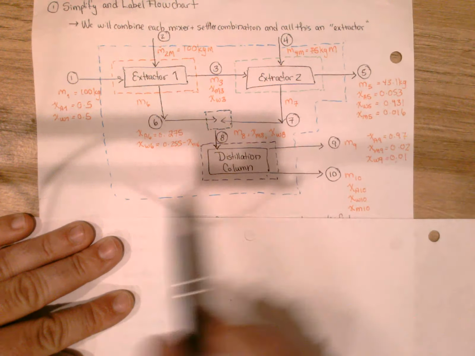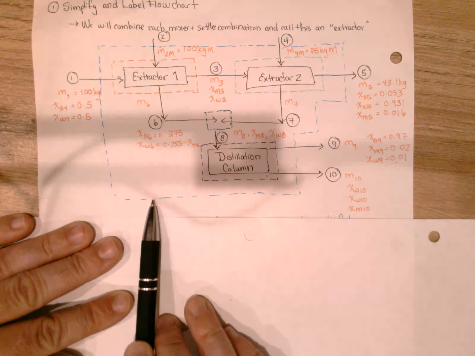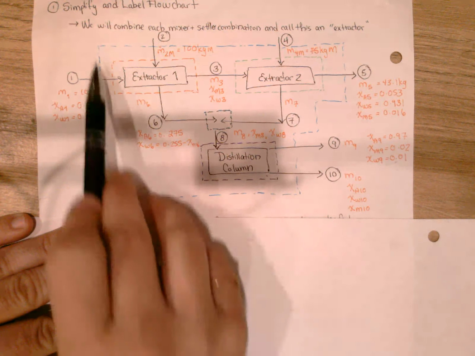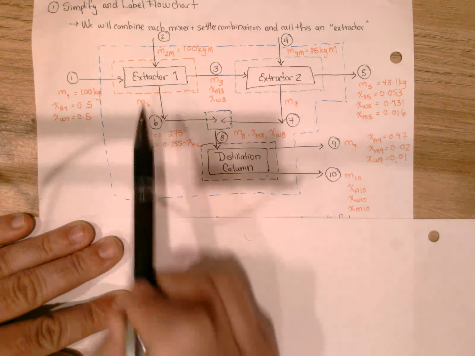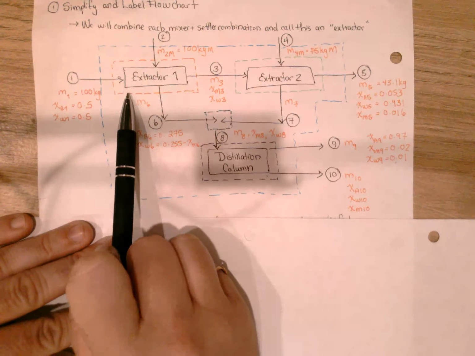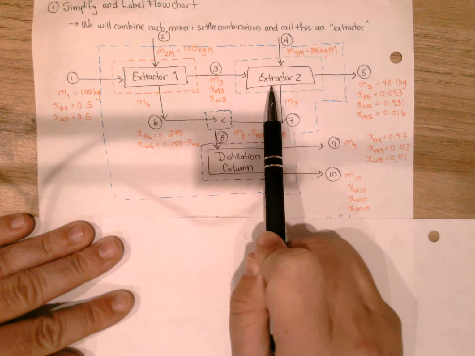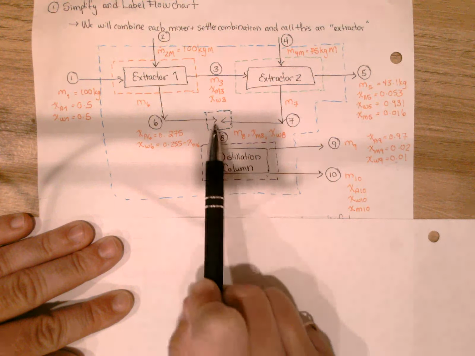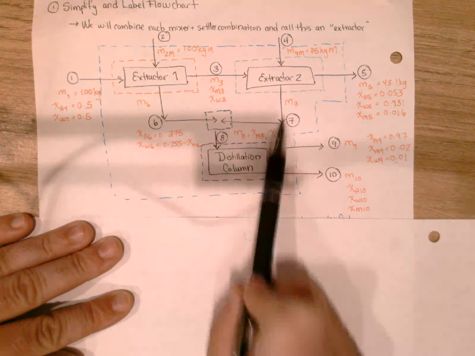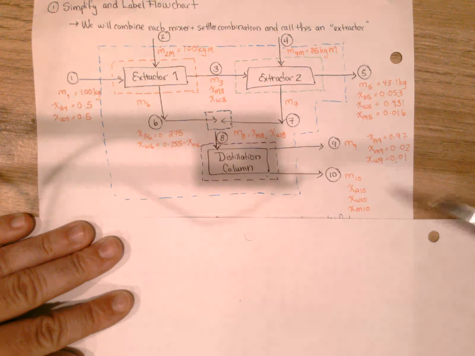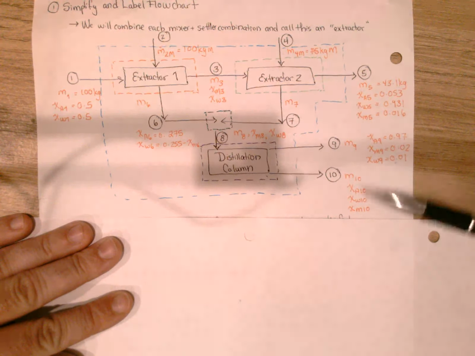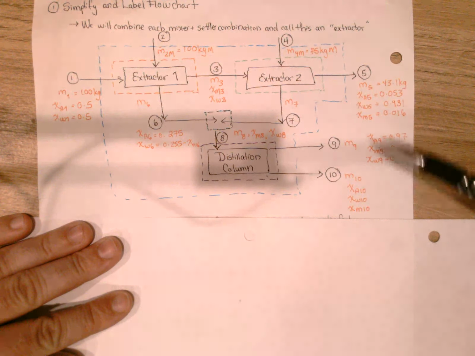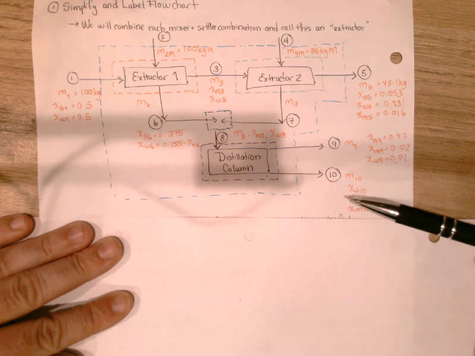The next thing that I did is I drew all of the system boundaries that are possible in the system. So I drew in blue the overall system boundary. I drew a boundary around extractor 1, I drew a boundary around extractor 2, around the distillation column, and around the mixing point. So that tells me how many different systems I can possibly use to solve. So you can see that there's 10 streams. That's a lot to solve for, so we're going to have to be very strategic about how we go about solving this problem.